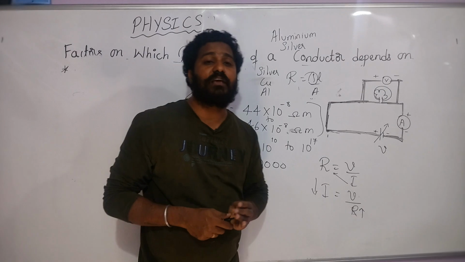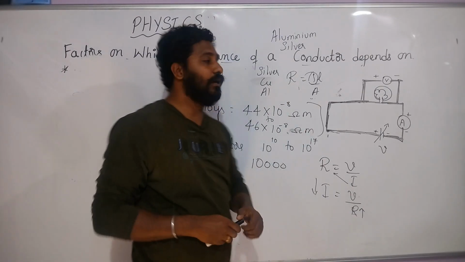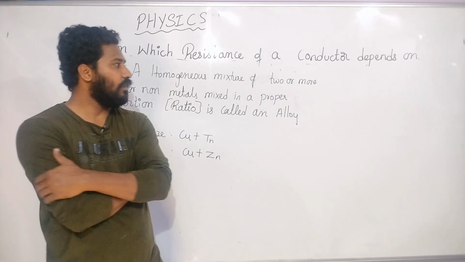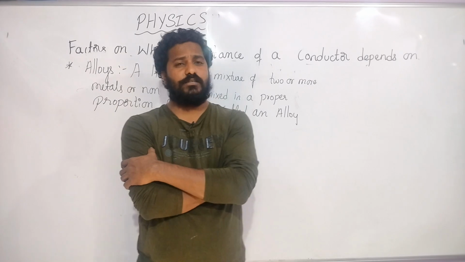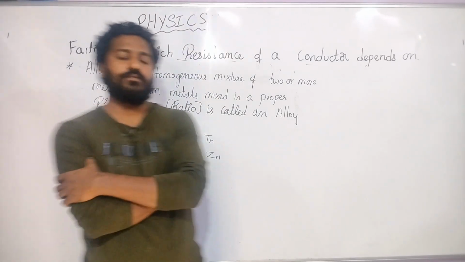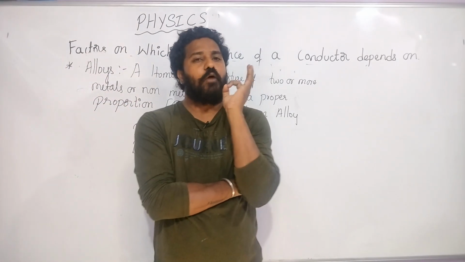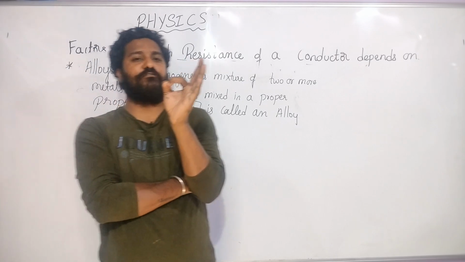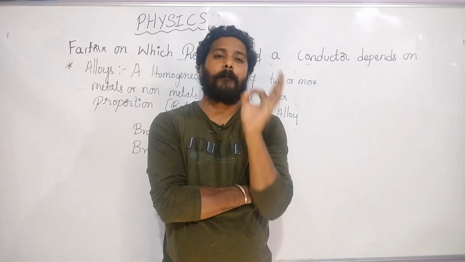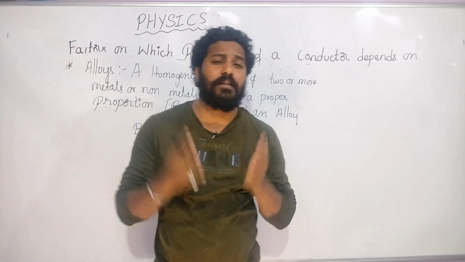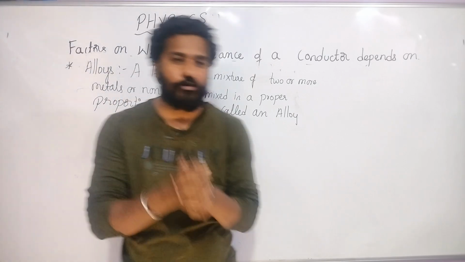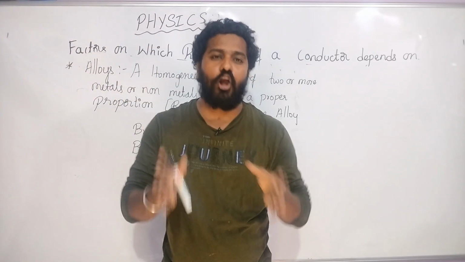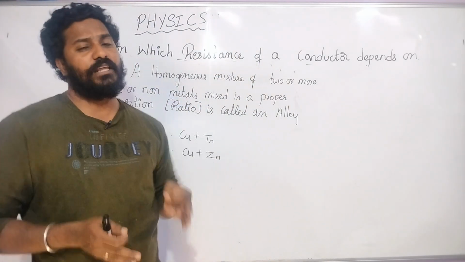Okay, so this is how we can say that they are good conductors and bad conductors. What are alloys? Okay, we'll continue with alloys. What is an alloy? A homogeneous mixture of two or more metals or non-metals mixed in a proper proportion is called an alloy.